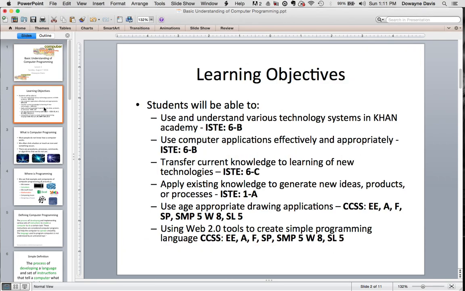The learning objectives for this lesson: students will be able to use and understand various technology systems in Khan Academy, use computer applications effectively and appropriately, transfer current knowledge to learning of new technologies, apply existing technology to generate new ideas, products, or processes, use age-appropriate drawing applications, and use Web 2.0 tools to create simple programming language. By the end of this lesson, you should be able to do and understand those things.